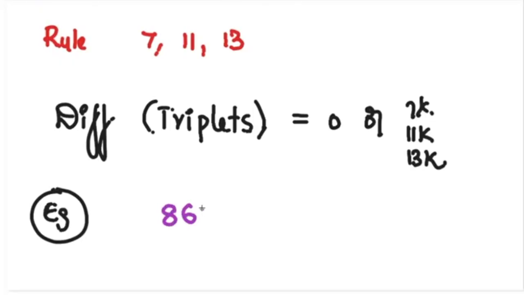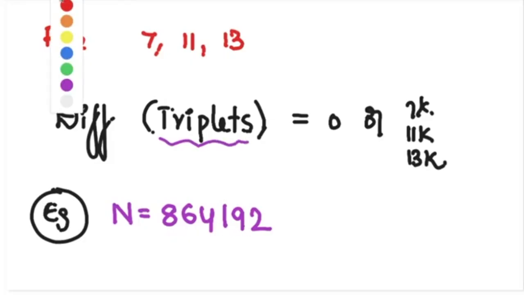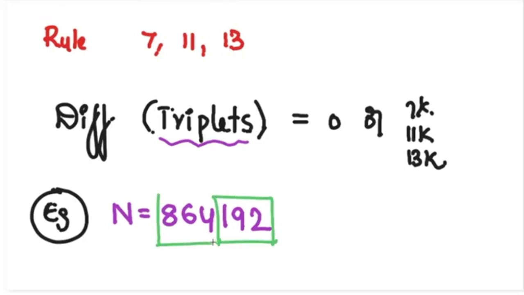8 6 4 1 9 2. Is this number divisible by 7 or not is the question. They can ask 7, 11, anything. What is our rule? Difference of triplets. Triplets means 3 digits. So to check this, we observe the first 3 digits and the next 3 digits. The first 3 digits, next 3 digits: 864 and 192.